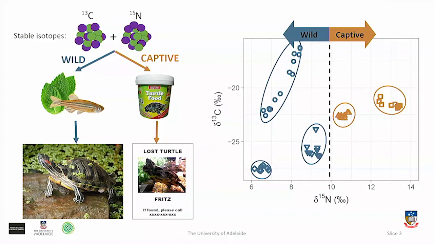So potentially, if we were to find a single turtle out in the wild, we could sample its shell for stable carbon and nitrogen isotopes. And depending on if it sits to the left or right of this line, we can quickly identify if it's from a wild population and we need to act immediately to start eradicating the threat, or if it's just a completely harmless lost turtle like Fritz.